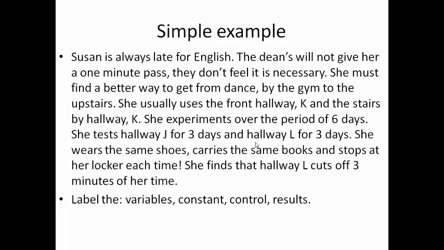She experiments over the period of 6 days. She tests the hallway J for 3 days and hallway L for 3 days. She wears the same shoes, carries the same books, and stops at her locker each time. She finds the hallway L cuts off 3 minutes of her time. So go ahead and pause here, figure out what the variables are, the constant, the control, and the results.